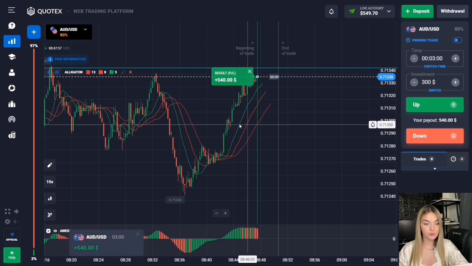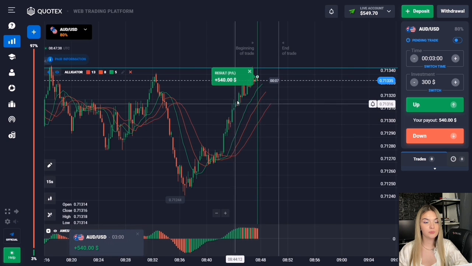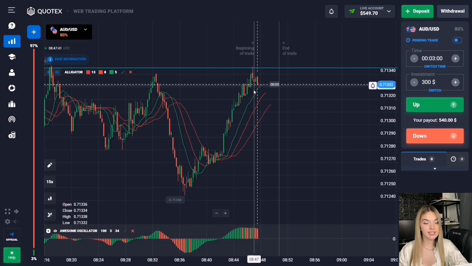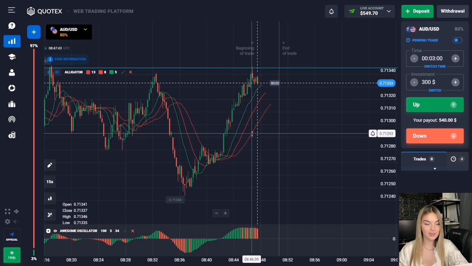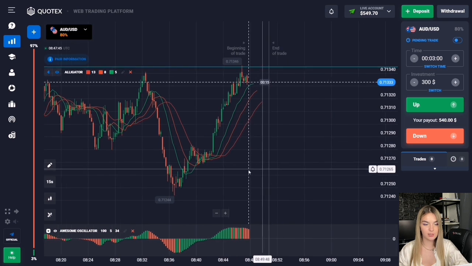Great, friends, the price really continued its upward movement and we get a profit here. These indicators again gave us a good entry point. Everything is going great. Let's continue to consider the following market situation.